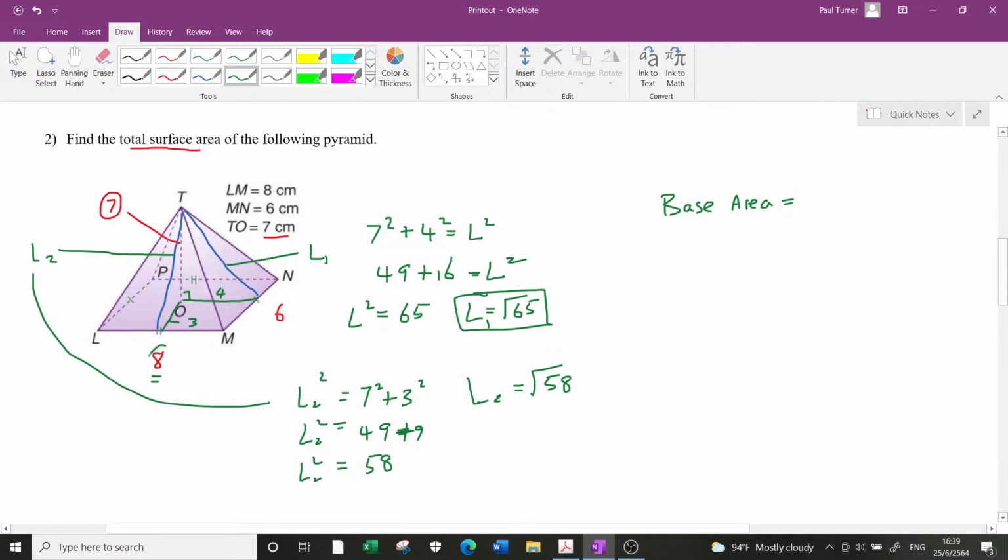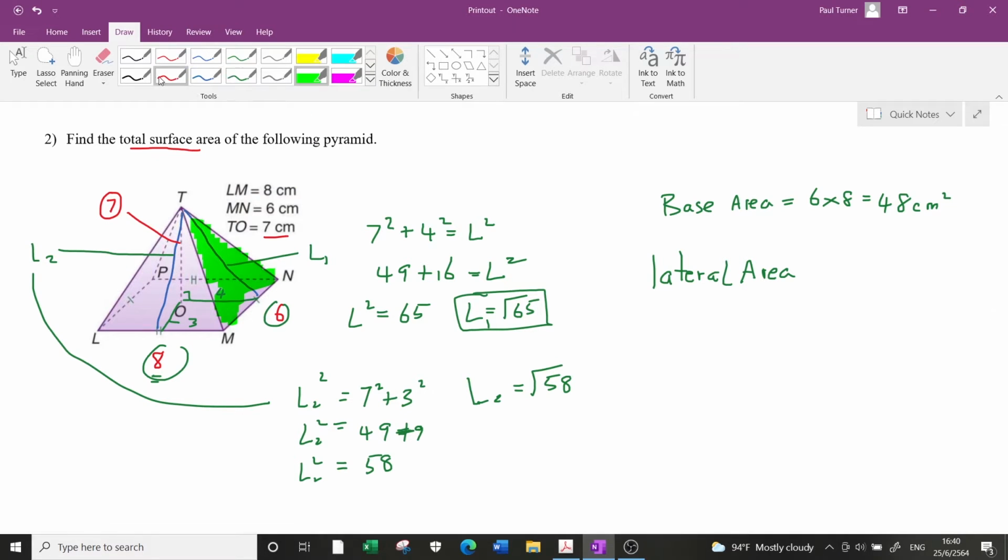So we can do your base area, which is 8 times 6. So 6 eights are 48 cm squared. But now we need the lateral area. So we can do L1 first, so this base here. And we have 2 of those, on this side and also on the other side.